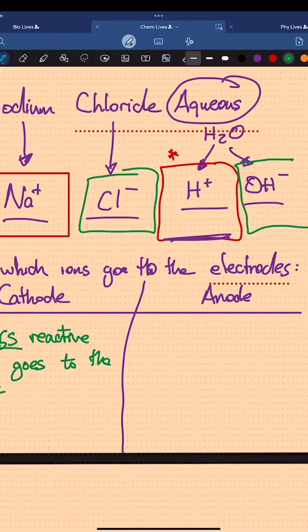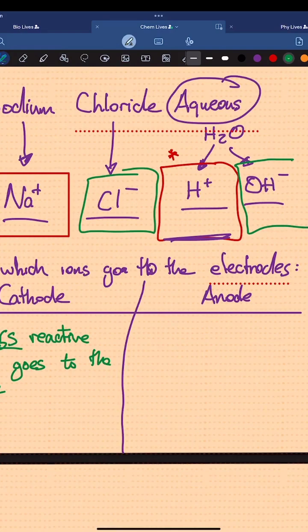Does anyone know what the rule for that one is? No, this one's not to do with reactivity. No, this is another rule. Halide, yes, it's always to do with halides. So remember what halides are. Halides are group 7 elements. So it could be fluorine, chlorine, bromine, iodine. If there's a halide, the halide goes. If there is no halide, OH minus goes.